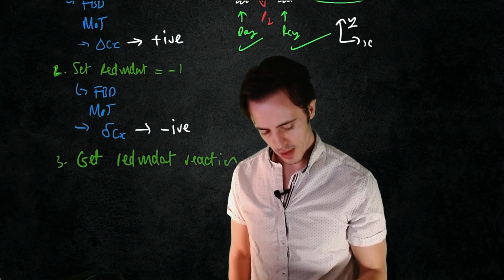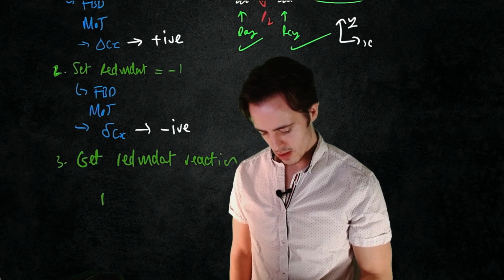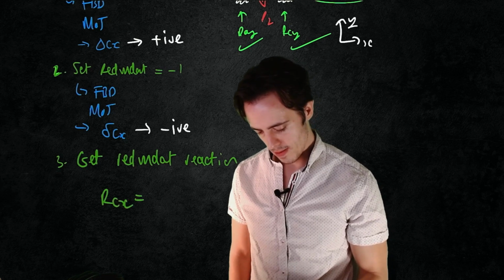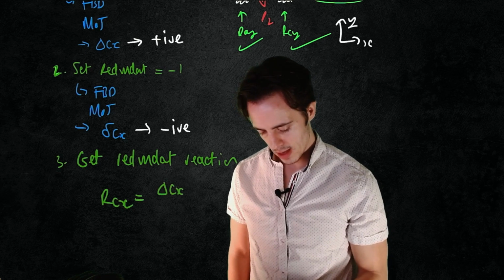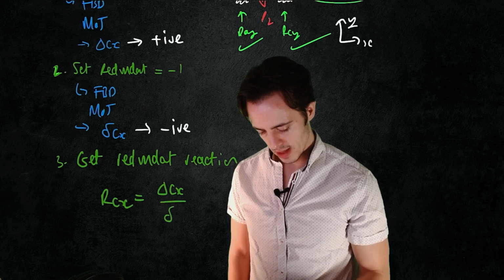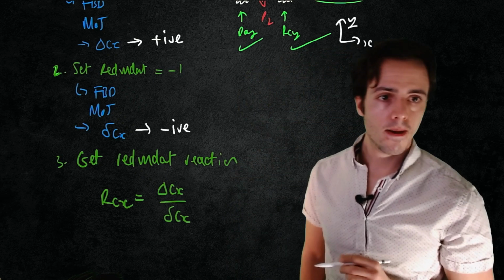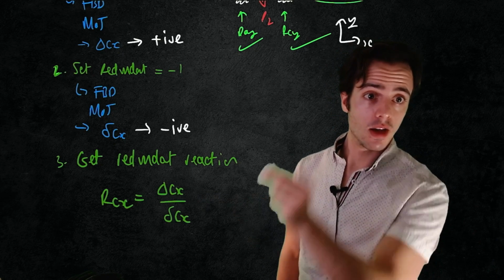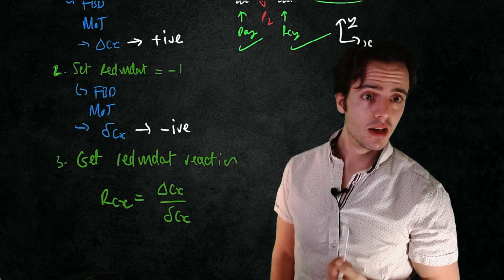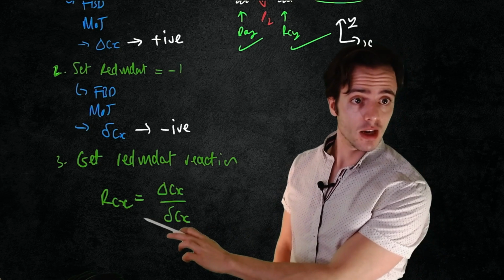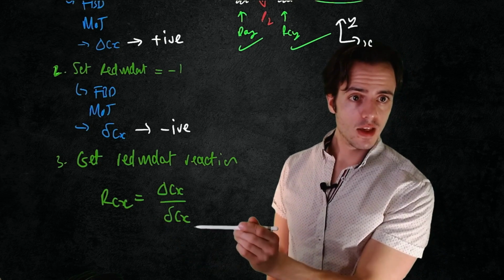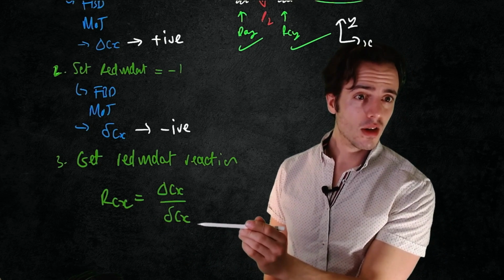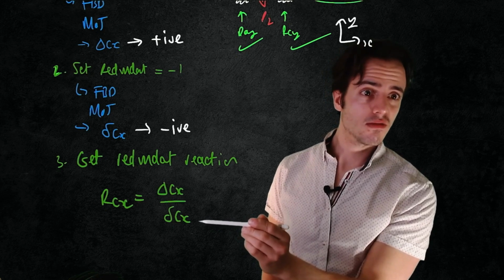And so what we end up with is our Cx is equal to delta Cx divided by delta Cx. Okay? And we can sort of see this delta Cx is going to be larger if P1 and P2 are going to be bigger, which means that the redundant reaction has to be bigger for a bigger applied load. This one here is just a function of how much 1 Newton does a job here.